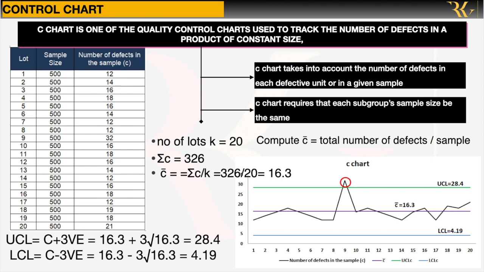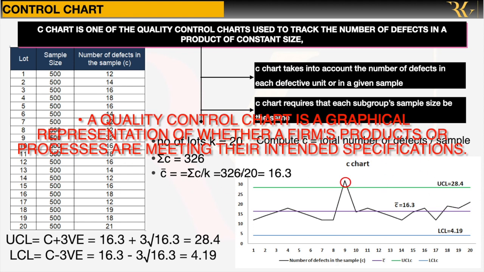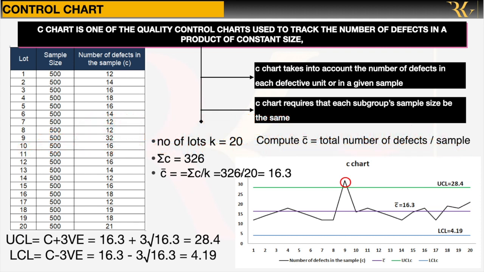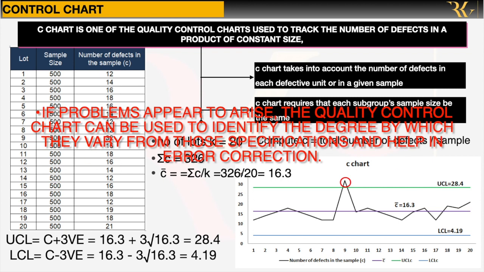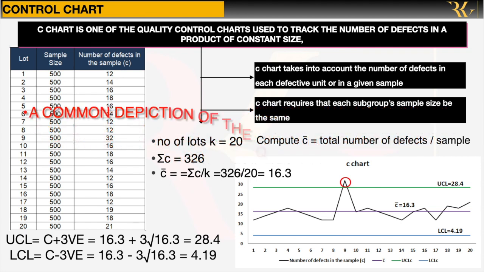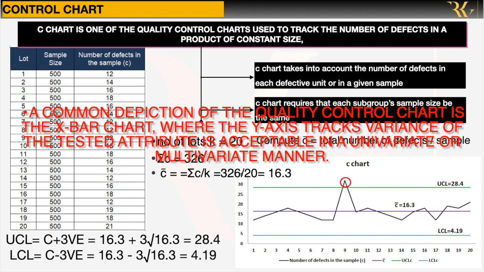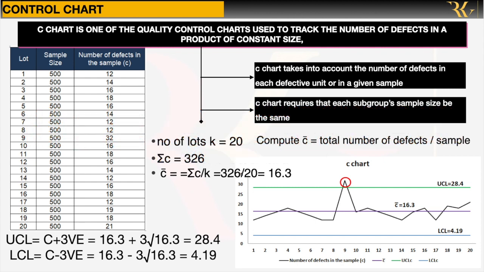What is the use of a control chart? First, a quality control chart is a graphical representation of whether a firm's products or processes are meeting their intended specifications. Second, if problems appear to arise, the quality control chart can be used to identify the degree by which they vary from those specifications and help in error correction. Third, a common depiction of the quality control chart is the X-bar chart, where the y-axis tracks whether variance of the tested attribute is acceptable in a univariate or multivariate manner.